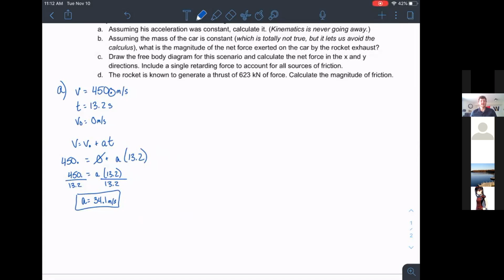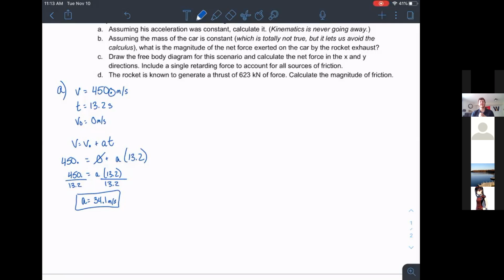All right, so for part B, assuming that the mass of the car is constant, which is totally not true, but let's avoid the calculus here, what is the magnitude of the net force exerted on the car by the rocket exhaust? First, I want to talk about why that mass is technically not constant. It's because of the fuel inside that car. When the fuel gets burned up, it loses its mass because it turns into exhaust and is expelled from the car, which means there's less mass as we continue driving because our fuel is decreasing. We're ignoring that because it's a lot more calculations we don't need to be doing here. So we're just pretending that the mass does in fact stay constant.